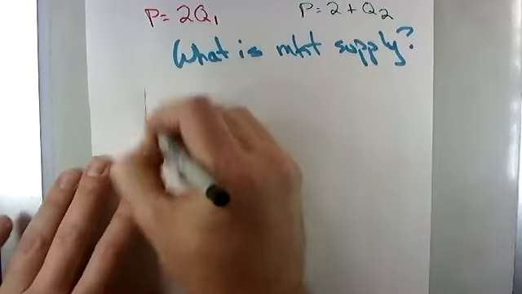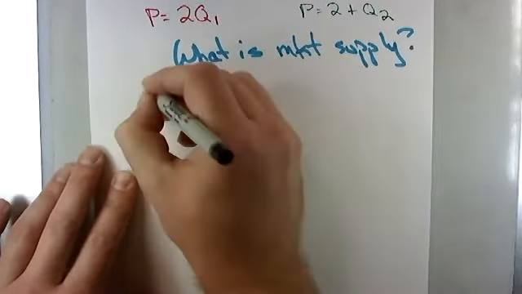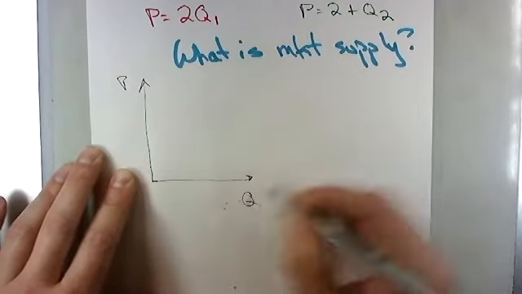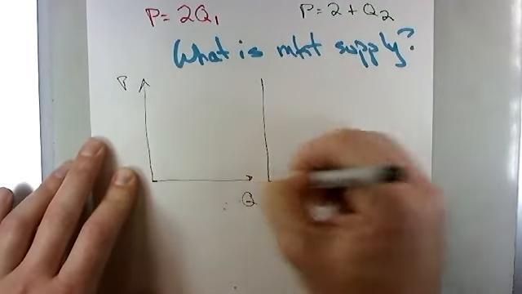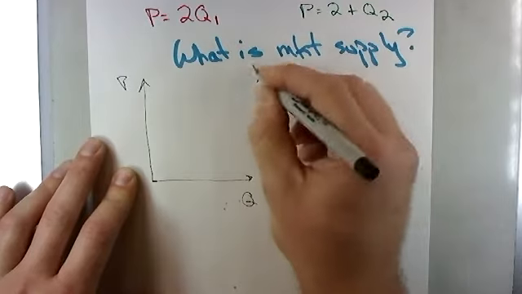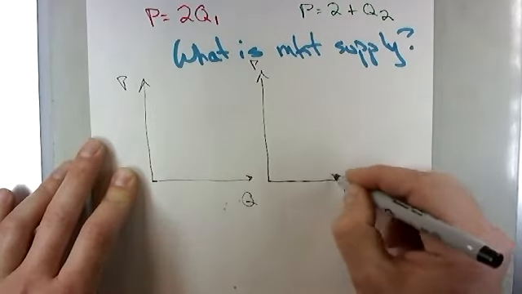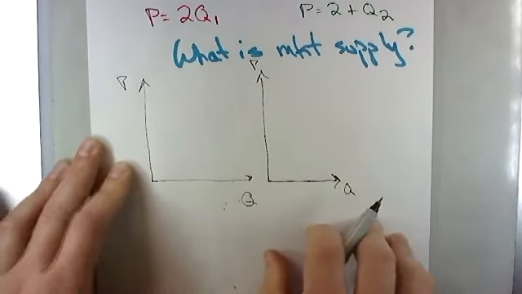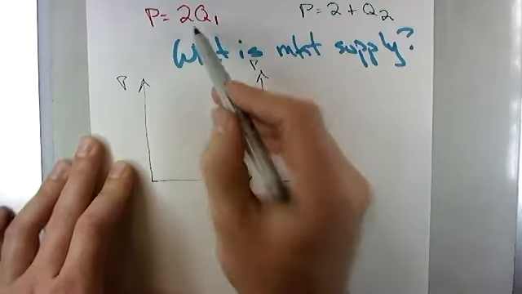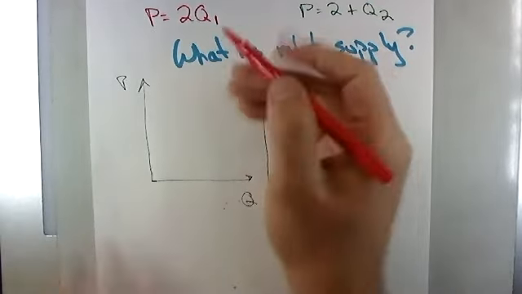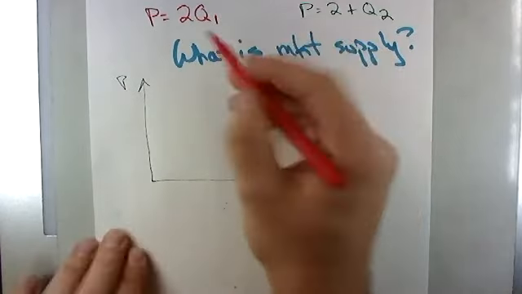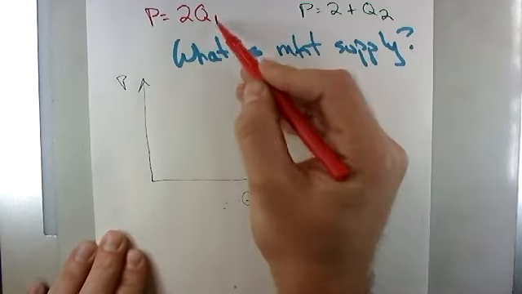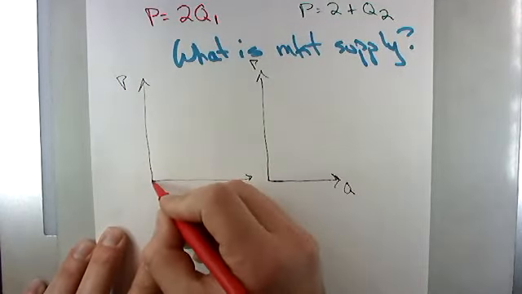So let's go ahead and do a price quantity graph here. Do another price quantity graph here. Try and give myself room for a third because I'm going to be adding these up. And then with the right colors, we'll graph out P equals 2 times Q1, right? So what is this? This is a line that's starting out at 0, 0.